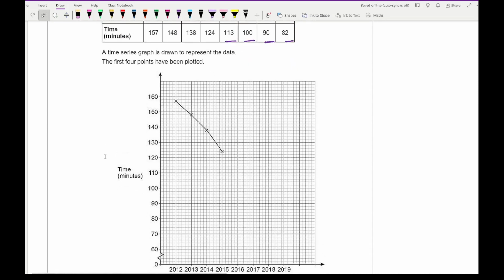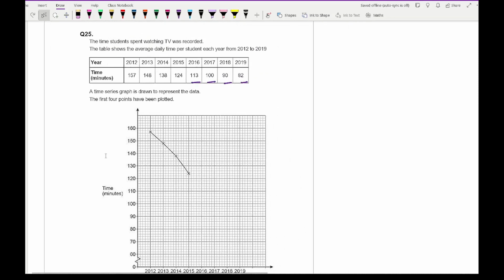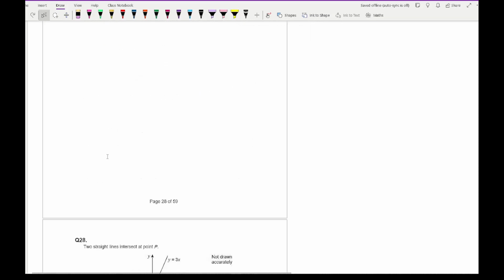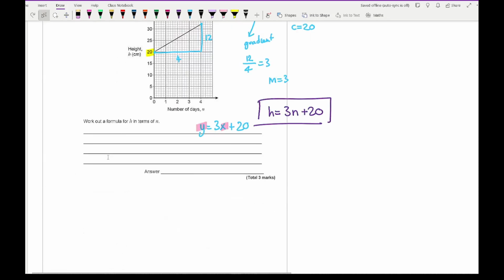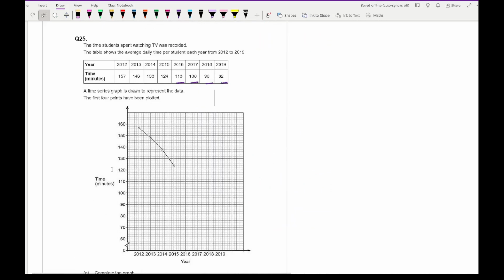So let me just zoom out so I can see all those values, and typical, it resets. So let's just go back to that question. So here I've got 2016, let's get a thinner pen. So at 2016 it's at 113, so the closest is going to be about there. Then at 2017 it's at 100, so that should be easy to plot. And then at 2018, it's at 90, and again, a nice easy one to plot. And at 2019, it's at 82, which is not too bad to plot.